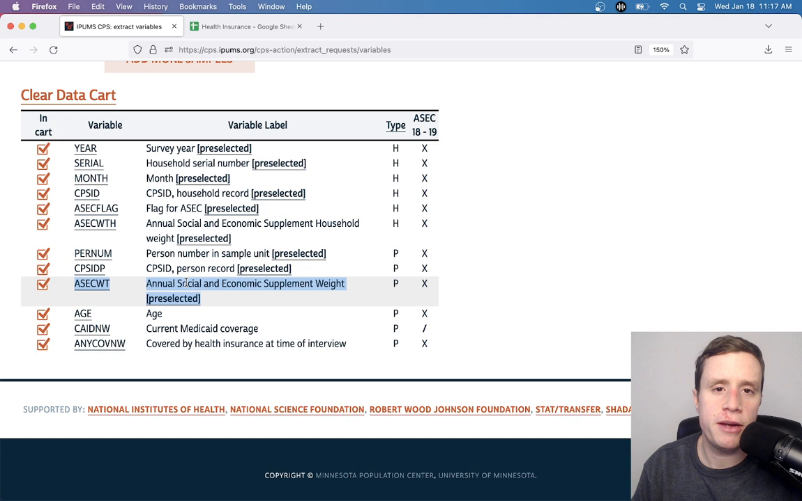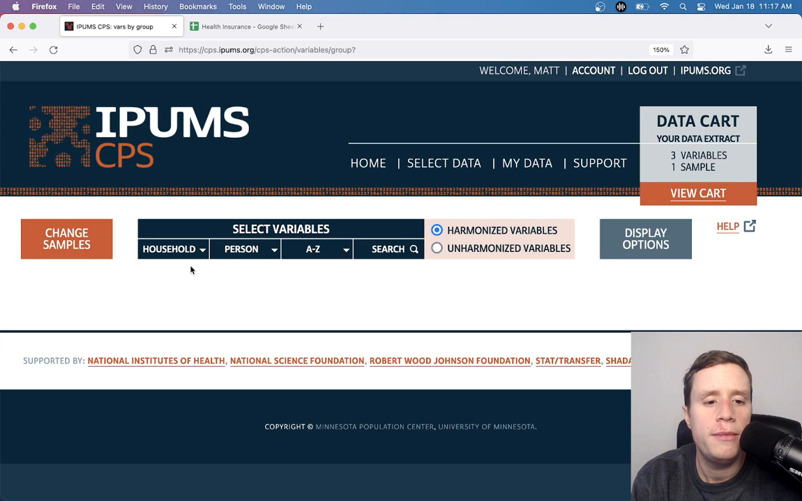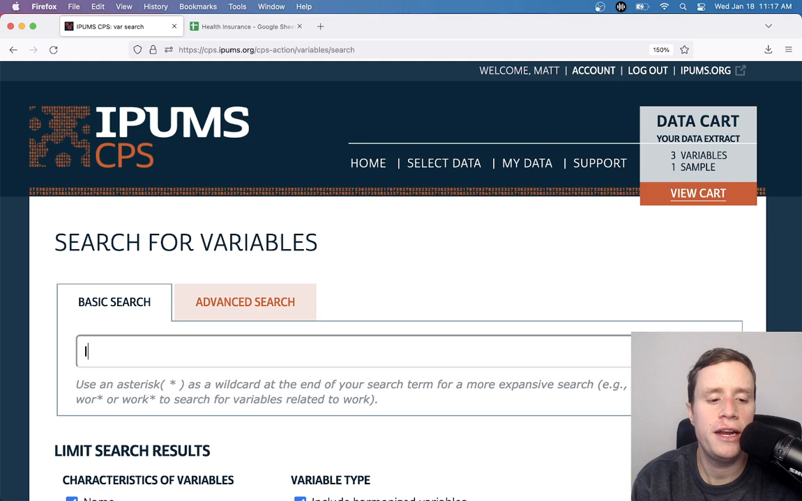So you always want to weight your data. But here, this is not the weight we actually need. And it's weird that they don't put the weight we need in there. But you can add it yourself. So I want the longitudinal weight because that's a different thing.